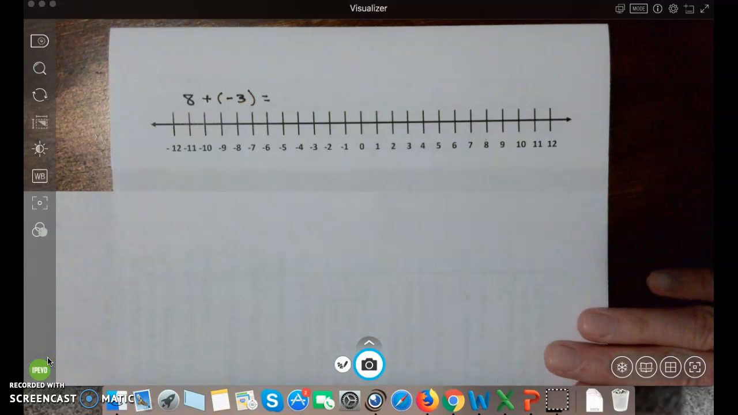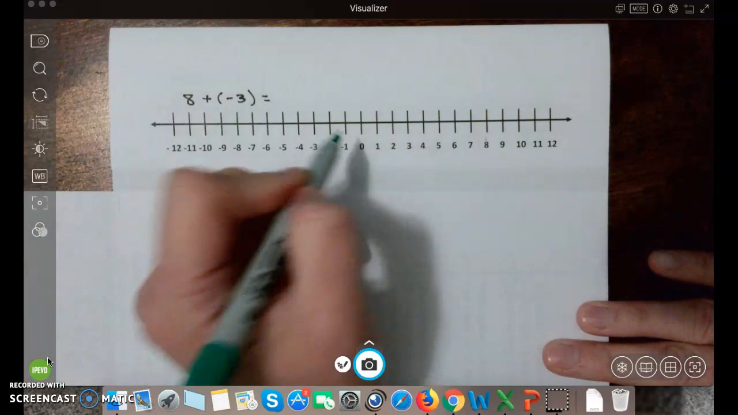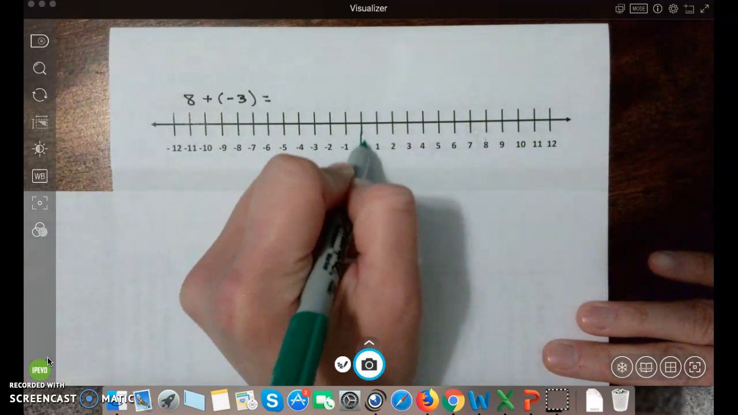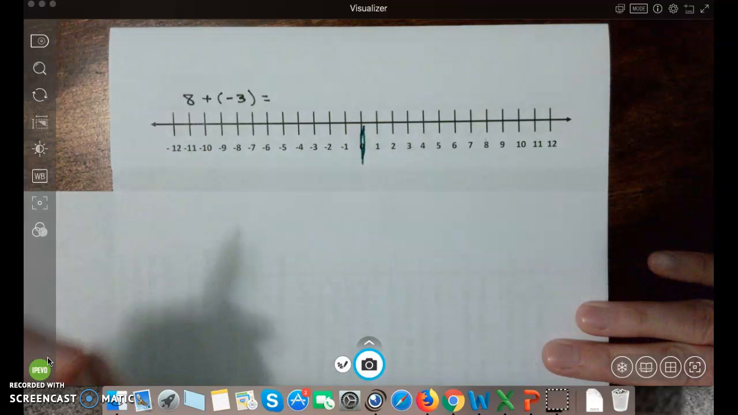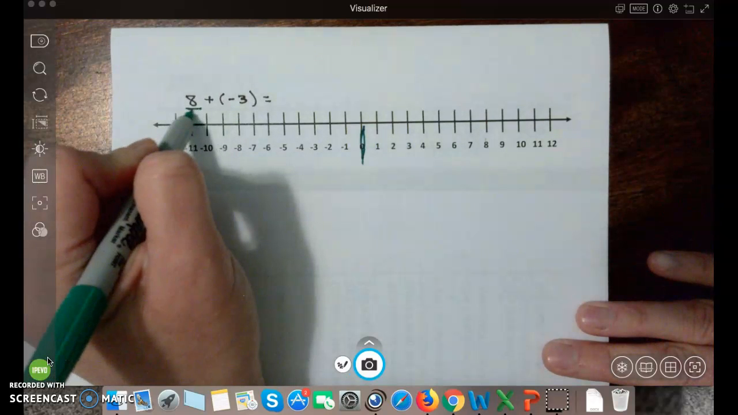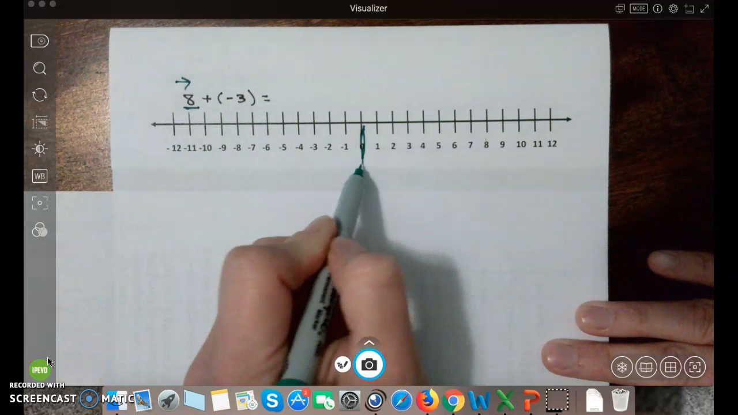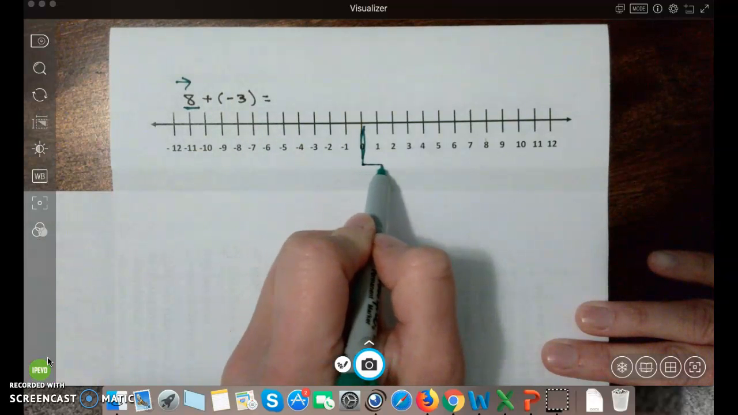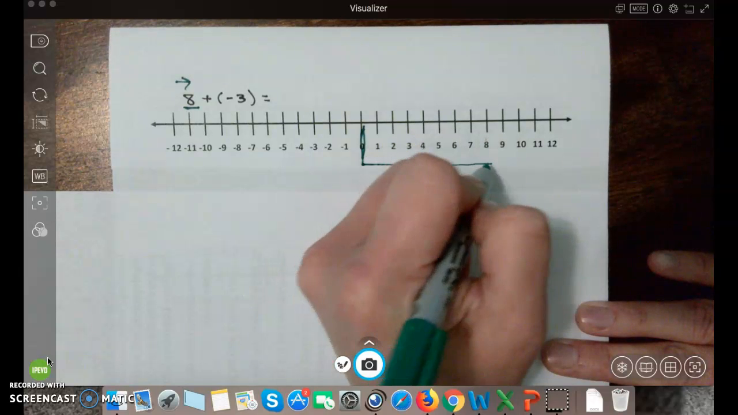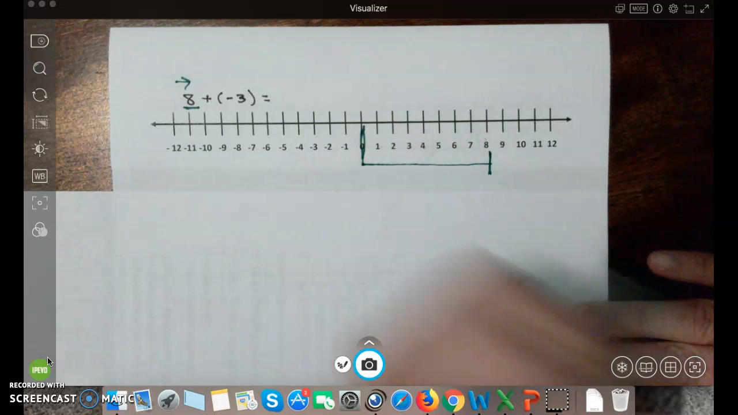Let's take a look at our third example. 8 plus a -3. Using our number line, we are starting again at 0. We always start at 0 when we're using the number line. The first number is +8. Positive means we move to the right. So from 0, I'm going to move to the right 8 places, and that's going to land me right here.